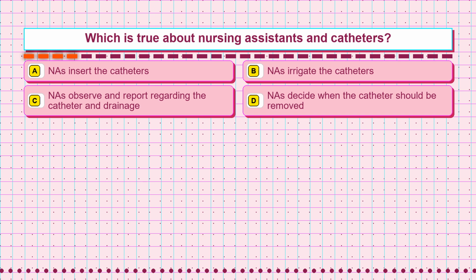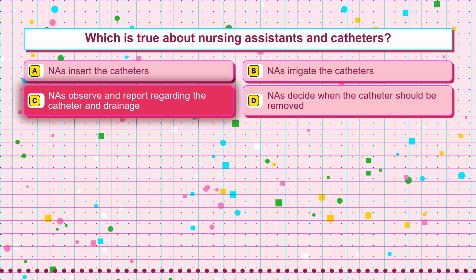Which is true about nursing assistants and catheters? Option A, NAs insert the catheters. Option B, NAs irrigate the catheters. Option C, NAs observe and report regarding the catheter and drainage. Option D, NAs decide when the catheter should be removed.